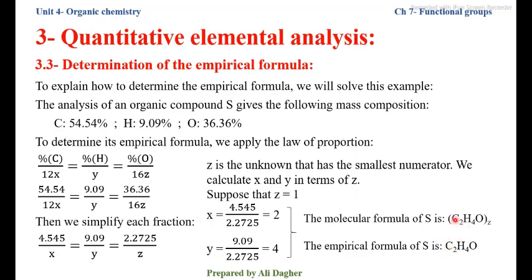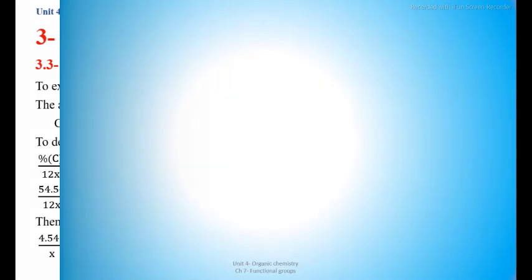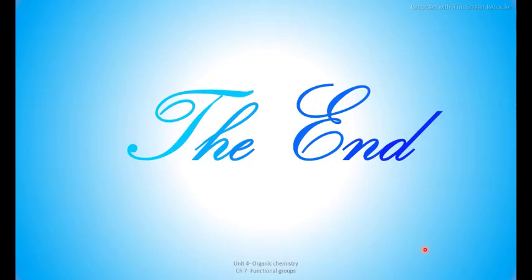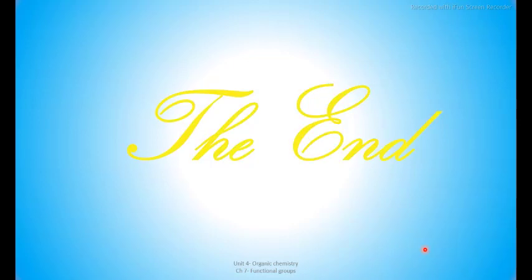To determine the molecular formula, we should determine Z. We should have the molar mass of the compound. Then we can deduce Z and we replace it by this value and we deduce the molecular formula. Then this is how to determine the empirical formula of an organic compound. And this is the end of part 2 of chapter 7, functional group.